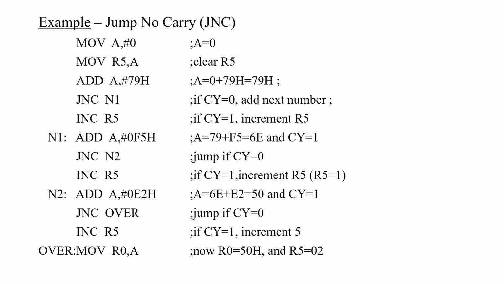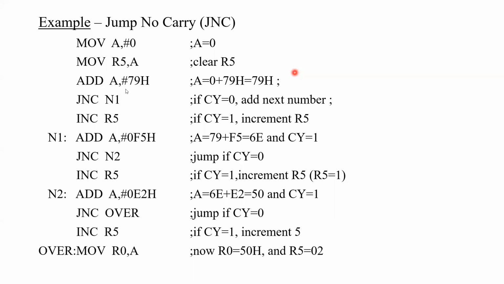Jump no carry: what we have is MOV A, #00H, MOV R5, A. The content of the accumulator is moved into R5, so that you clear R5. Because the accumulator is 0, R5 will have a value of 00. ADD A, #79H, so that the accumulator will have a value of 79H. JNC N1. Now what happens when you perform the addition? If the addition is greater than 8 bits, it will generate a carry.